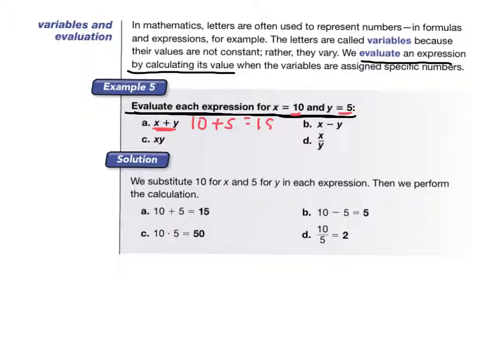So now we're evaluating. We're going to do the same thing over here. We have x minus y. Well, this time x is 10, y is 5, but we're subtracting, and we get 5. The next one, we're multiplying. They want us to multiply x times y, 10 times 5, we get 50. And the next one shows you a fraction. That means to divide. So we're going to divide x, which is 10, by 5, and we get 2. Pretty easy.